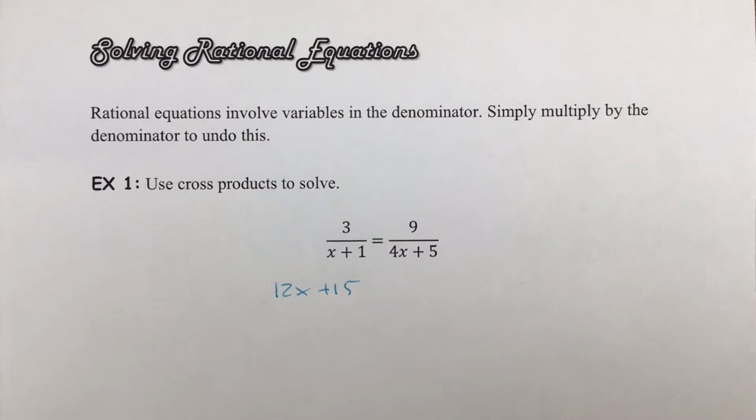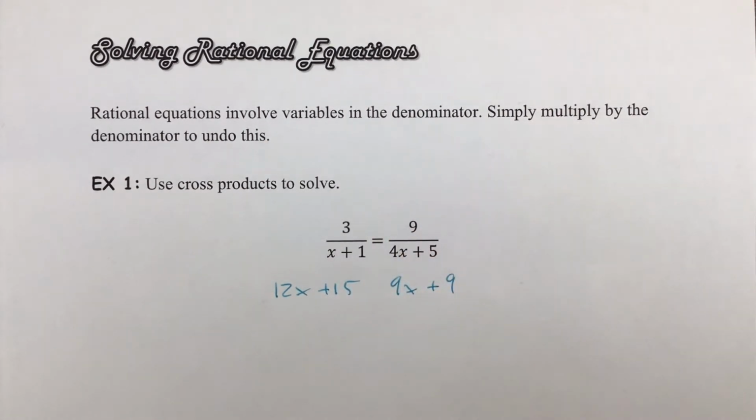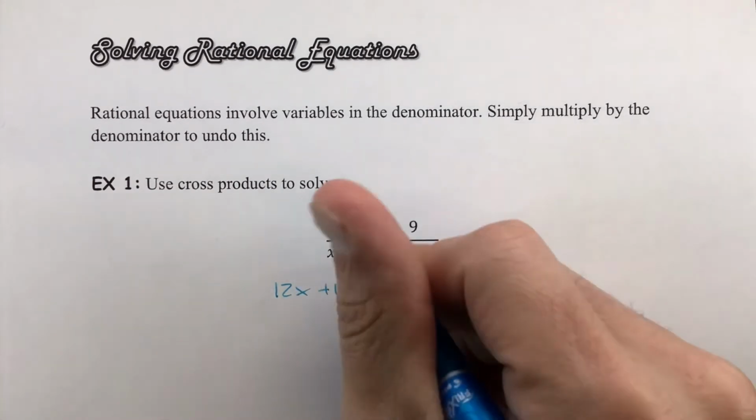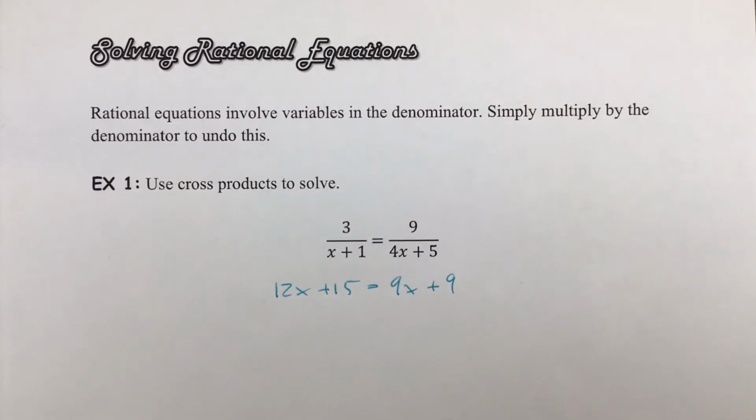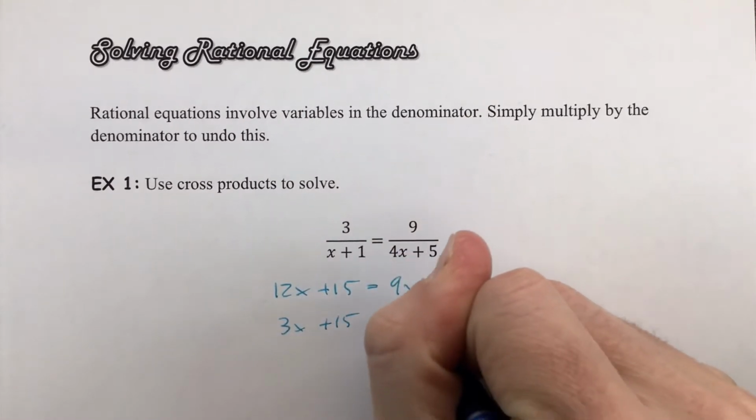The other diagonal product, the x plus 1 and the 9, we multiply together as well. We get 9x plus 9. And the thing about cross products is that they're equal to each other. When we take those diagonal products, they will be equal. So now what I've really done is change a rational equation into a linear equation. We'll go ahead and subtract the 9x. We get 3x plus 15 is equal to 9.